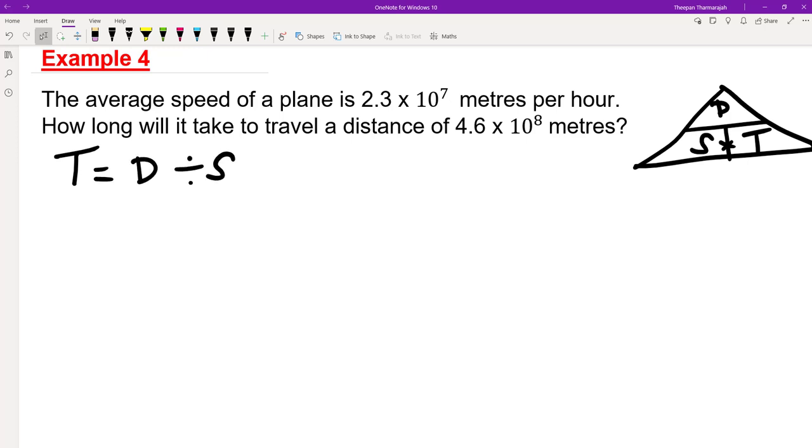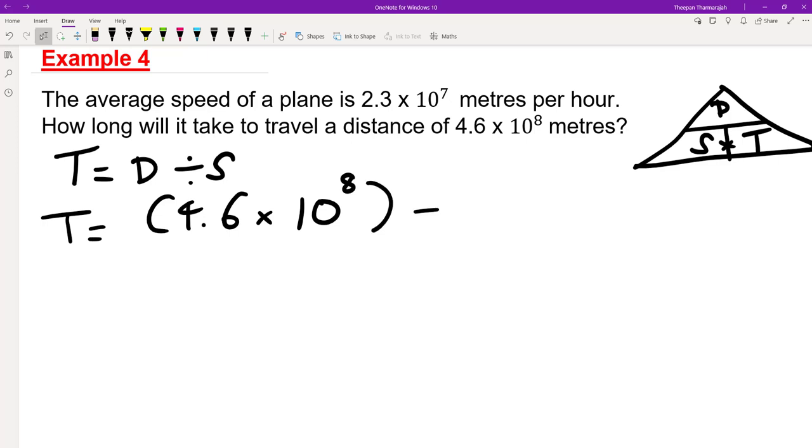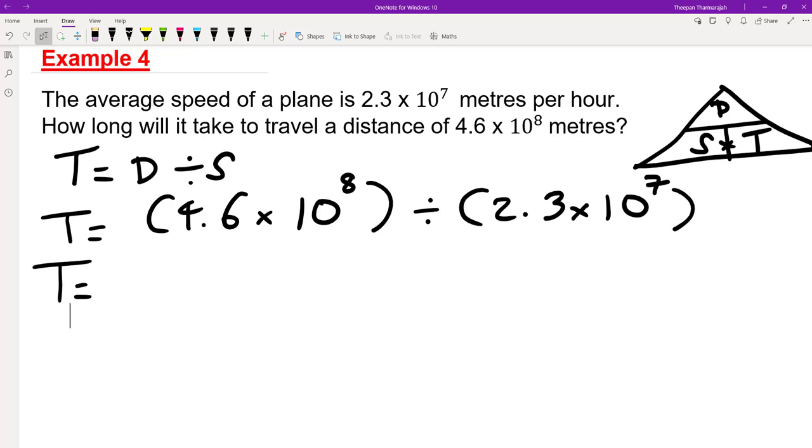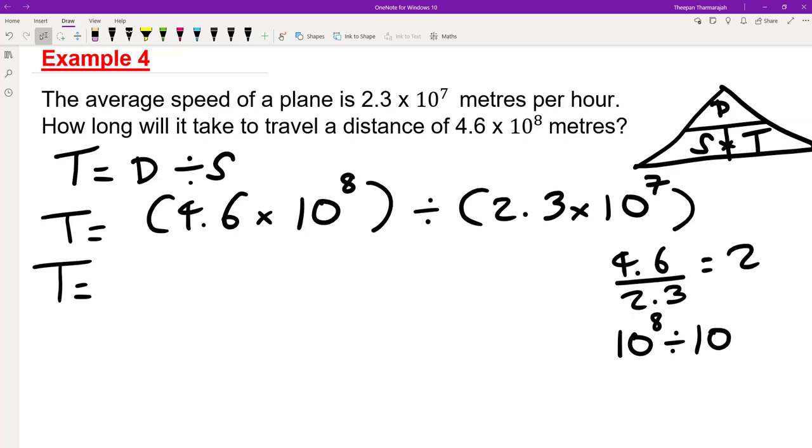by speed. Now in our case, our distance is 4.6 times 10 to the power of 8 meters, and we're dividing that by the speed, which is 2.3 times 10 to the power of 7 meters per hour. So we have dealt with questions like this, so we can do 4.6 divided by 2.3, which is 2. And then we can do 10 to the power of 8 divided by 10 to the power of 7, which is 10 to the power of 1.